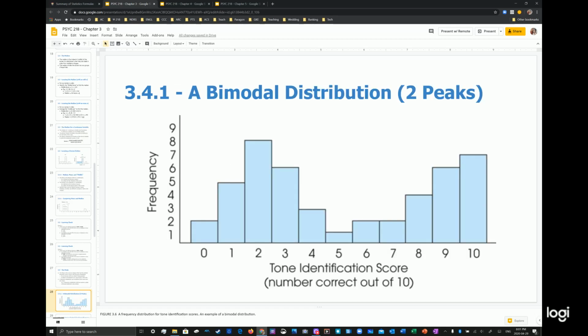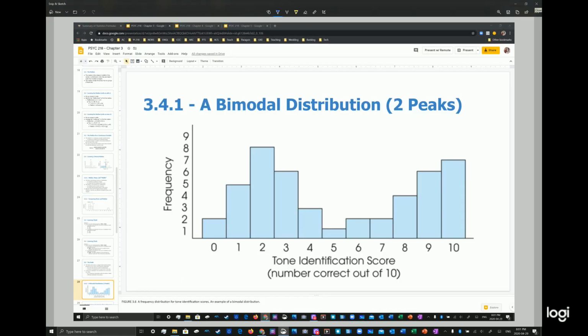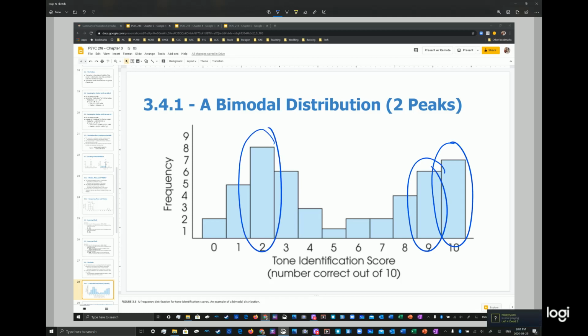So here's an example of a bimodal distribution. Here is a tone identification score. This may have to do with people's hearing ability, perhaps musical ability in terms of tone accuracy. And so there are two groups of people in the sense that there are two modes. Some people have higher scores on the right. There's a whole bunch of people scoring in the 10s and 9s. And then there's another mode here where there are people scoring in the 2s and 3s and maybe 1s. And then there are very few people in the middle.